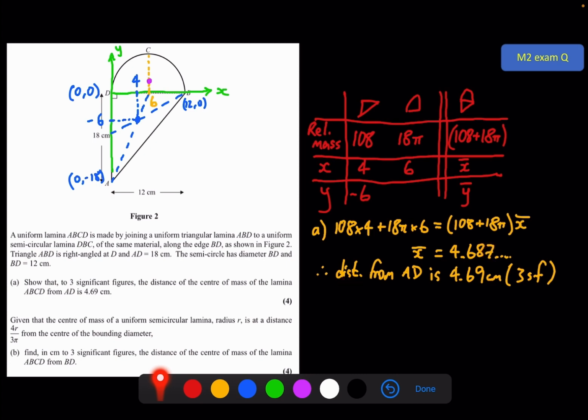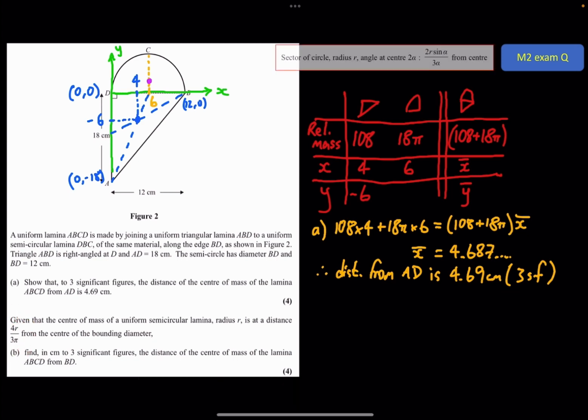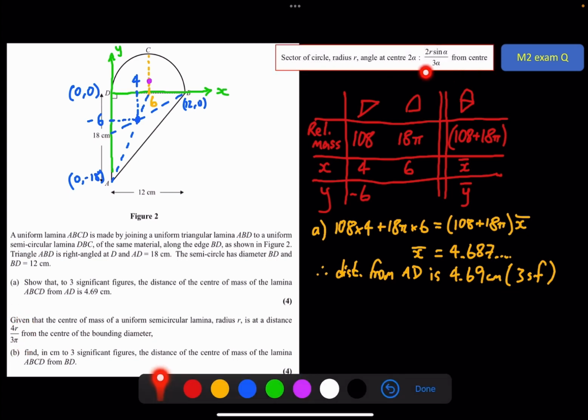This question is from quite an old paper, so they've told you this in the question, but you could also find that out by using the formula given in the formula booklet. As a semicircle, the angle in the middle is obviously pi, so alpha, half the angle in the middle, is pi by 2. Sine of pi by 2 is 1, so you get 2r, and then over pi by 2, the 2 comes up on top, and you get 4r over 3 pi, which is what they've given here. So if you needed to work that out for yourself, you could from the formula in the booklet.